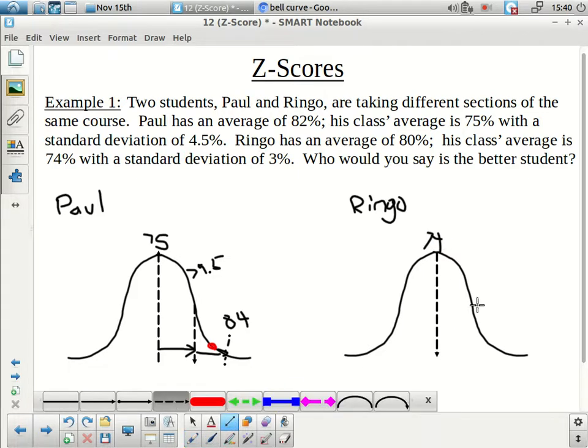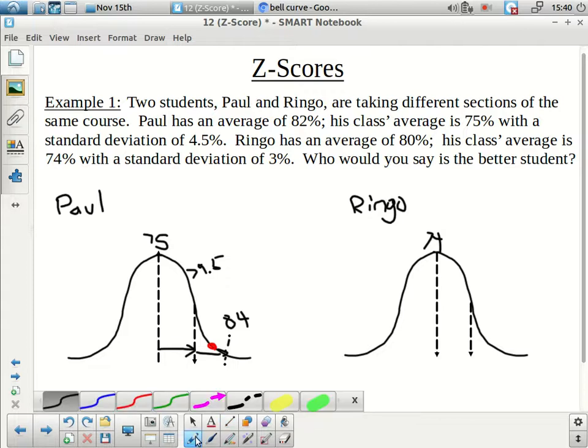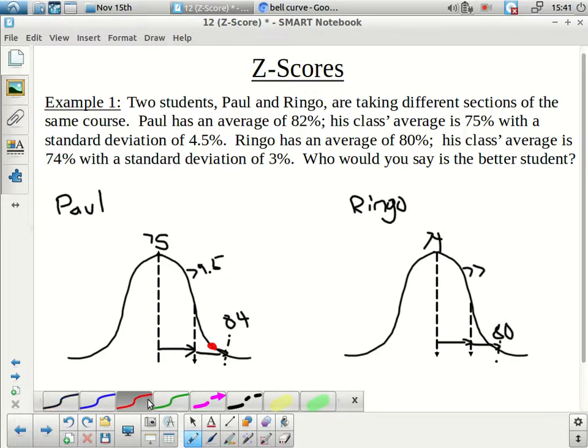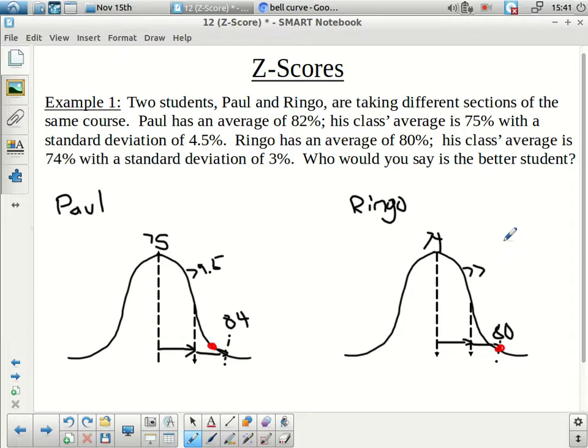If I move one deviation forward on his curve, then I would be adding the deviation, 3%. So now we're at 77. And if I add that deviation again, we're going to be at 80. So where does Ringo sit? Well, his mark was 80, so he is sitting right here on that deviation.